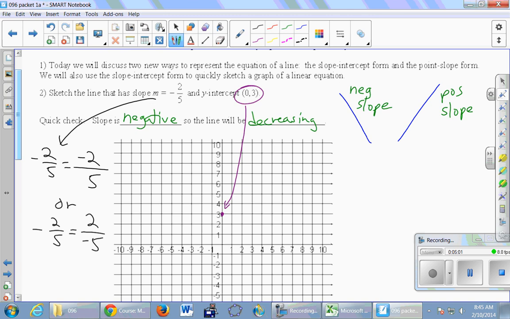And one last piece to this puzzle, and then we'll find our other point. Remember that the slope is the change in something over the change in something. Which letter goes on top? Always? It's always y on top. Good.